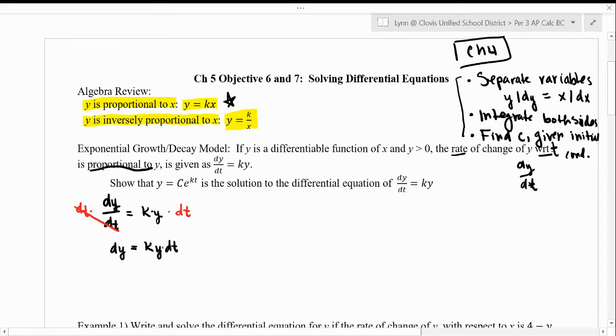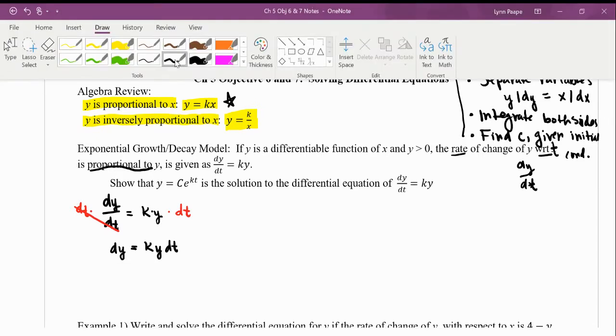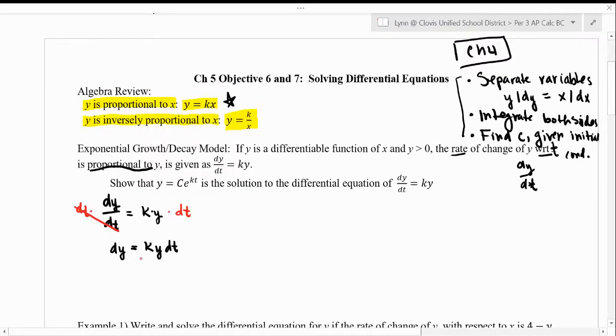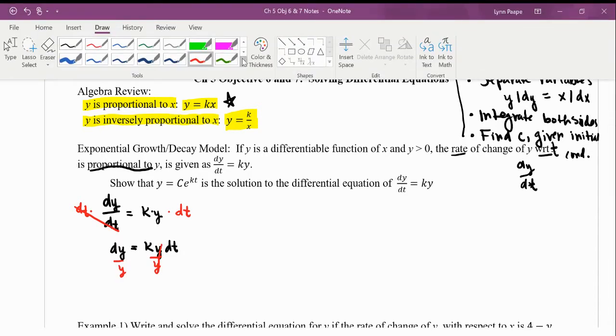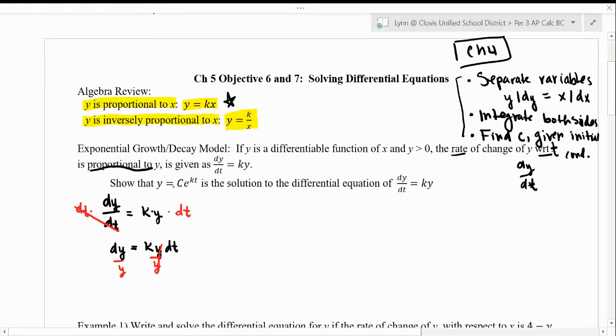If I'm still looking, I am not fully separated at this point, right? I have to get the y over to the other side. So now I'm going to divide both sides by y. Y divided by y would just be 1. You can also divide by that ky as well, but we're going to just do just the variables. If the constants are already on the right side, just leave them over there.